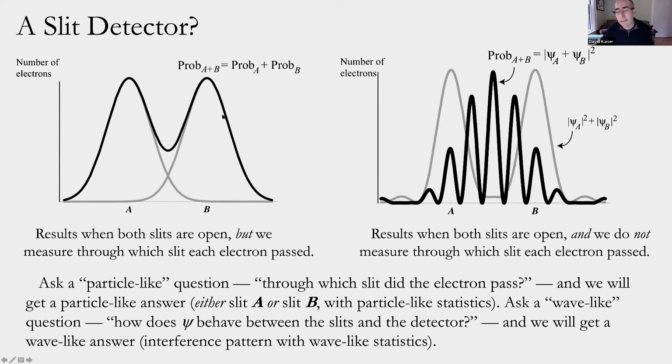questions and answers. On the other hand, if we ask a wave-like question, how does this wave function evolve in the region between the slits and the detector, for example, then we'll get a wave-like answer. The probability amplitude, this Schrödinger wave function, will spread out in space. In some regions, there'll be constructive interference, and the likelihood to find an electron will be higher. In other regions of space, you'll get destructive interference, corresponding to lower likelihood for an electron to be found. But we only get wave-like answers when we ask wave-like questions.